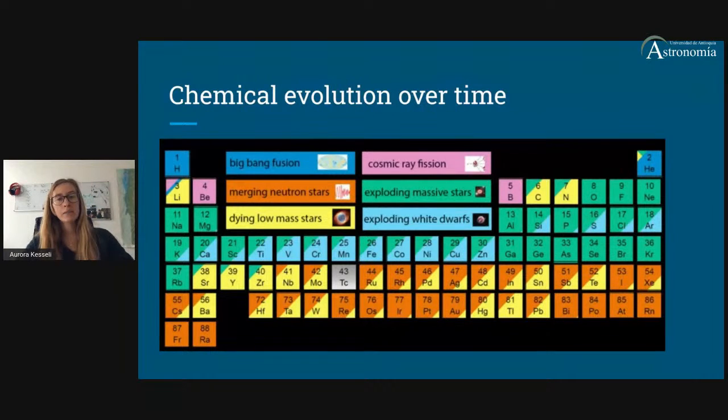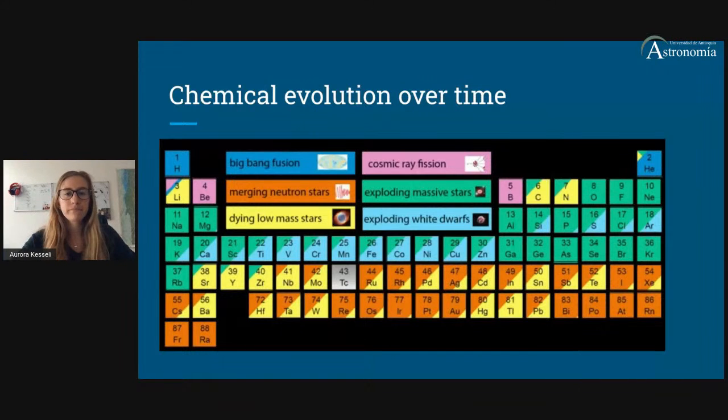Okay, and some cool applications of measuring abundances has to do with the chemical evolution over time. So this is the periodic table, except all of the different elements are colored by how they're created. In the Big Bang, only hydrogen, helium, and a little bit of lithium were created. Every other element was created after the Big Bang as stars enrich the gas and the dust.